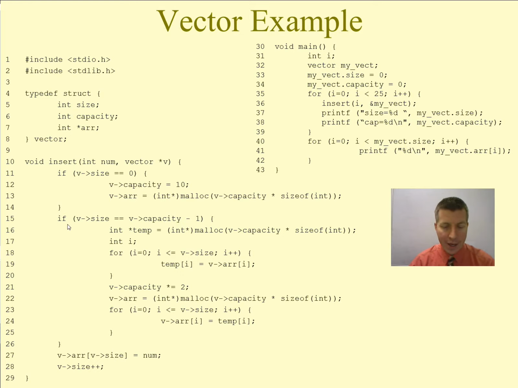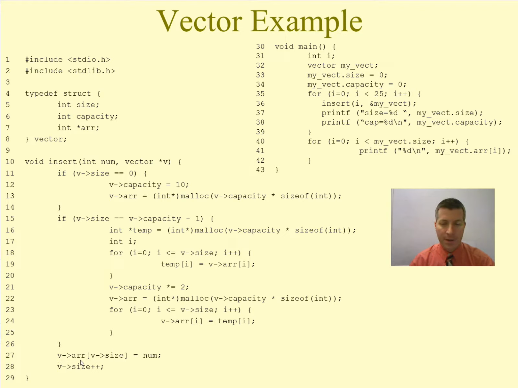Then I say, if v arrow size equals the capacity minus 1, well, this is where I'm getting up there. If I've added so many elements that I need to now grow the size of the underlying array that I have inside of my vector, I'm going to get inside of here. Initially, I'm not going to do that. Actually, I'm not going to get up to that point until I've added my ninth element into my vector. So I'm not going to get into here for a little while.